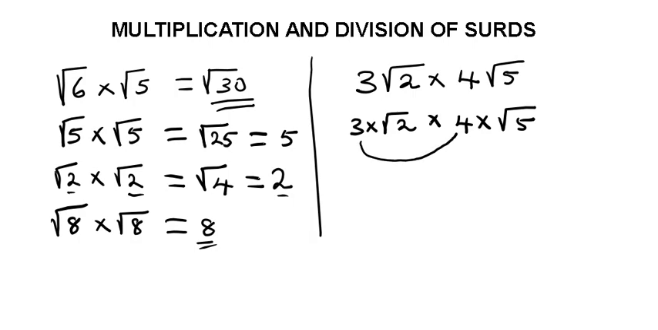So you are going to have 12. Then root, we are going to multiply the ones in the root, which is 2 and 5. We're going to have what? 10. So because this 10 here is not a perfect square, we leave our answer here. So the final answer is 12 root 10.